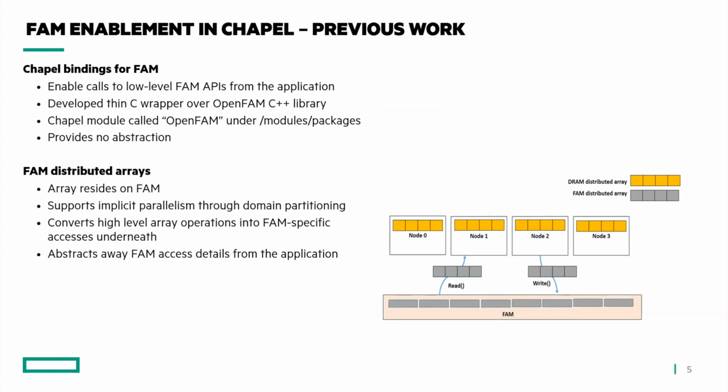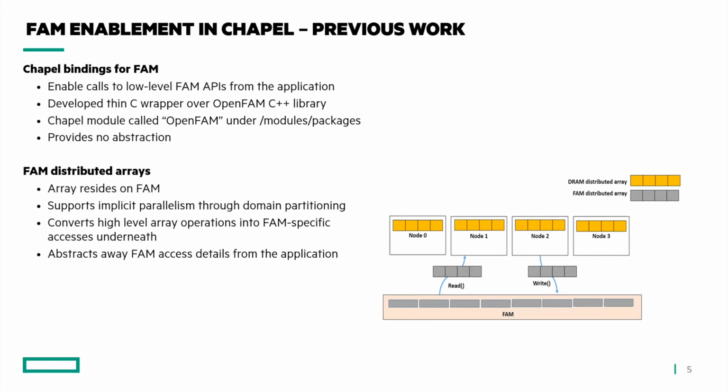In order to call these C++ methods from Chapel, we have developed a thin C wrapper on top of this OpenFAM C++ library. And we have also developed a Chapel module called OpenFAM. The application has to use this OpenFAM module in order to call these Chapel binding APIs. As I mentioned, these binding APIs are low-level FAM calls, which are called directly from the application. They do not provide any kind of abstraction.